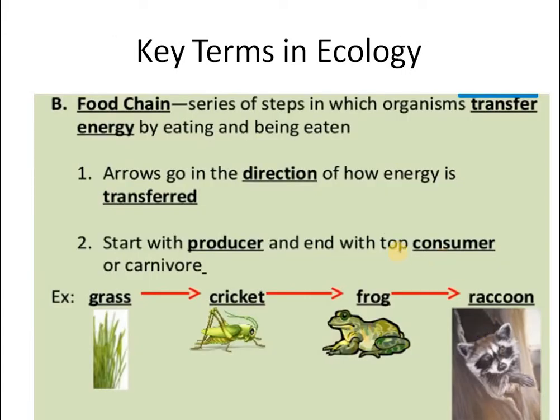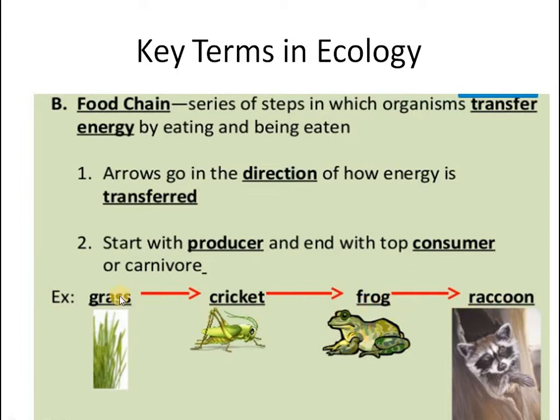Okay. Let's come to the definition of food chain. A food chain is a series of steps in which organisms transfer energy by eating or being eaten. So we move from one trophic level to another trophic level, converting the energy from one form to another. Here I have given a classic example of a food chain. The first part is grass, which is being fed on by the cricket. The cricket is eaten by a frog, and the frog is eaten by a raccoon.